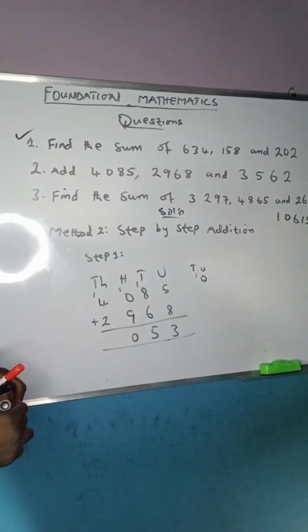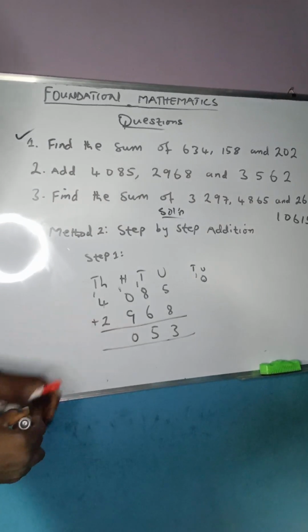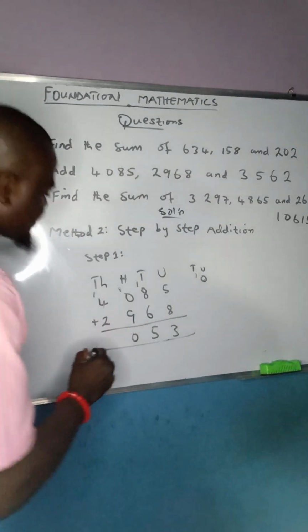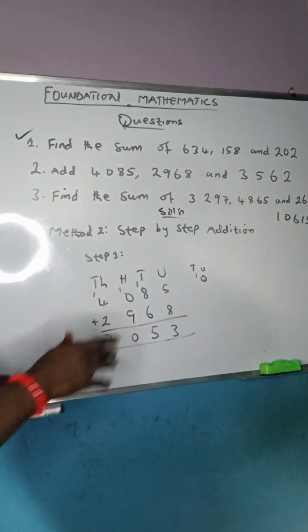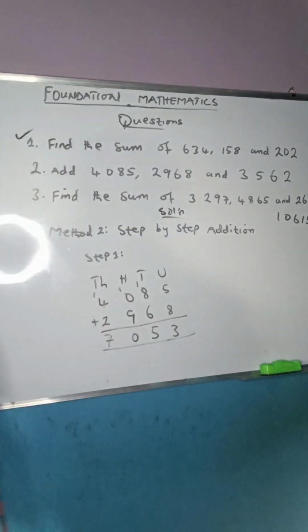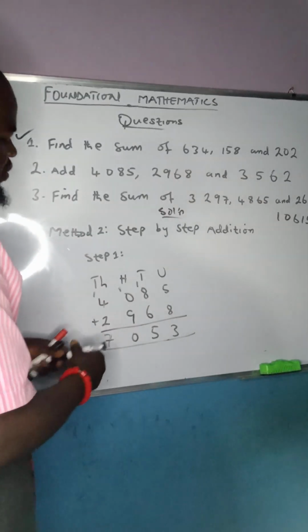2 plus 4 is 6. Plus 1 I carry is 7. So I have it like this. Right? So that is that about that. Then I have to go to step 2.